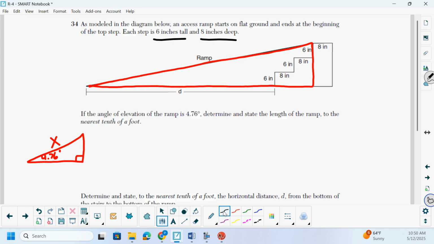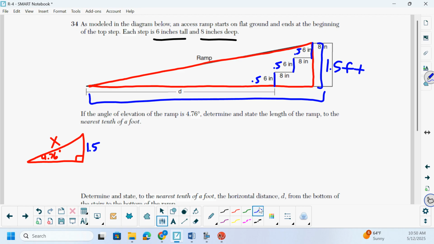So this vertical height here is this 6 inches, this 6 inches, this 6 inches. Well, each 6 inches is 0.5 of a foot. So altogether, this is 1.5 feet. We'll add that in our picture down here. Now, the bottom side of our triangle is D, and then we've got two of these horizontal amounts. Well, there's 12 inches in a foot.